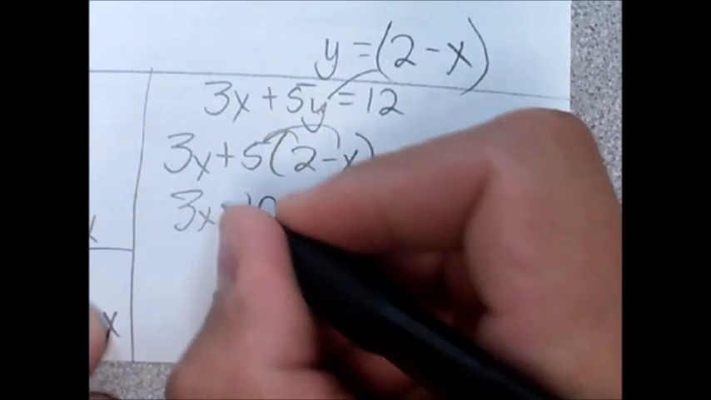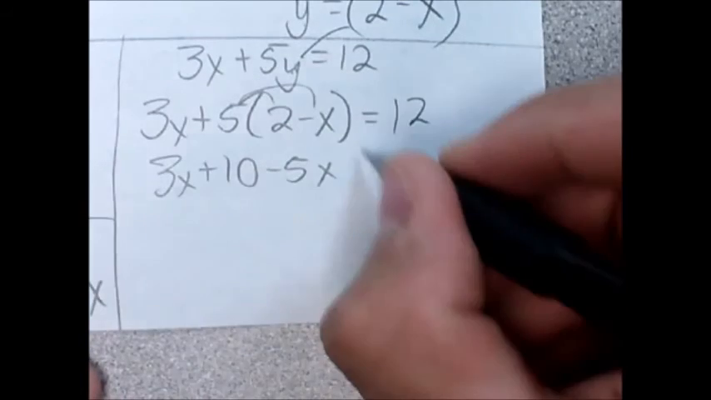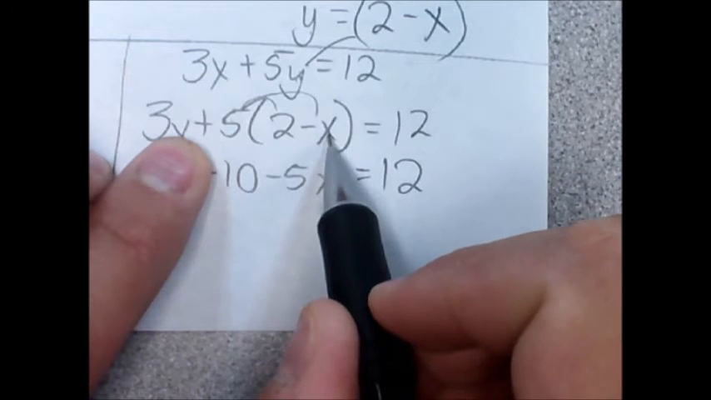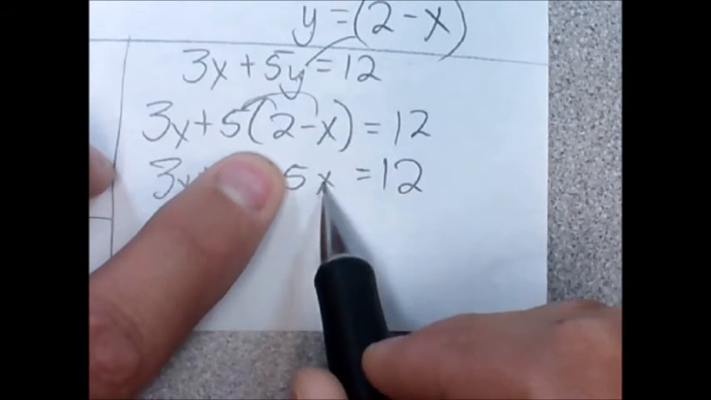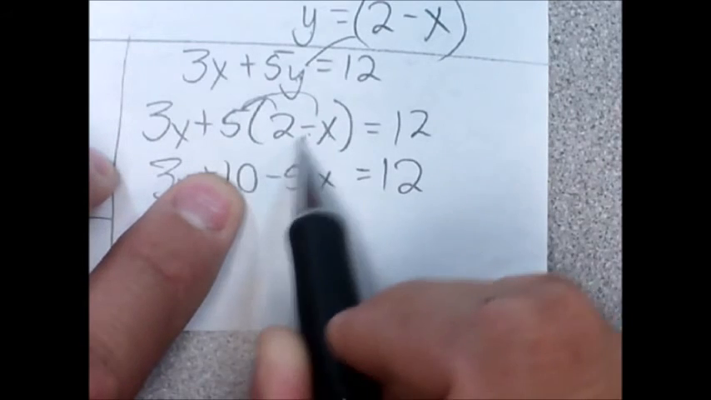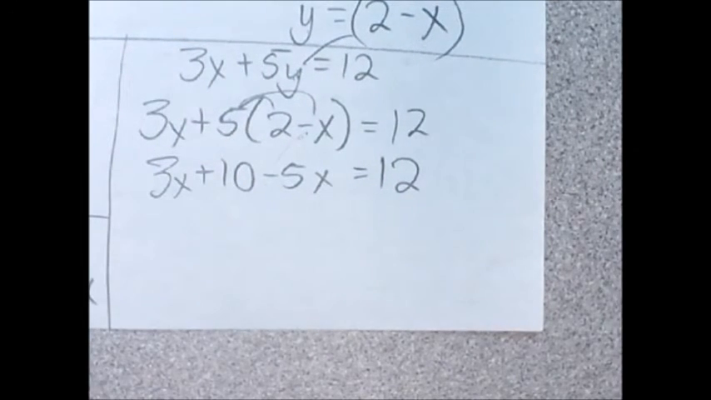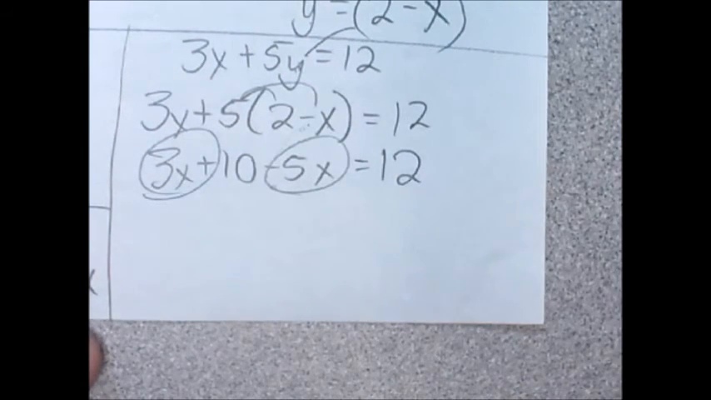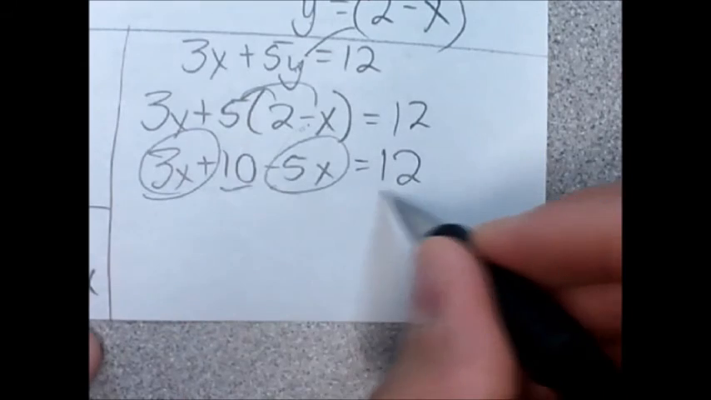Anybody confused as to why that's a minus 5x? I distributed this 5 times x, right? So I write down my 5x. The operator here is negative, or minus. So I go ahead and write it down. Just carry it down. Good. Now I can combine like terms. I see that I have a 3x and I have a negative 5x. I see that I have a 10 and a 12.